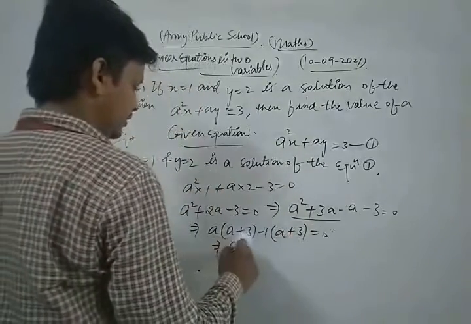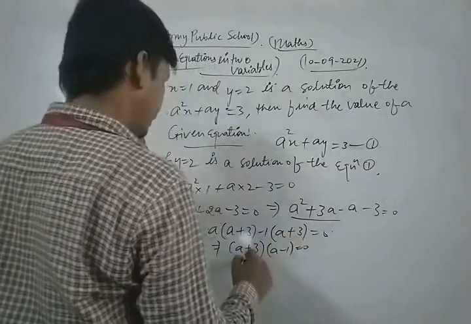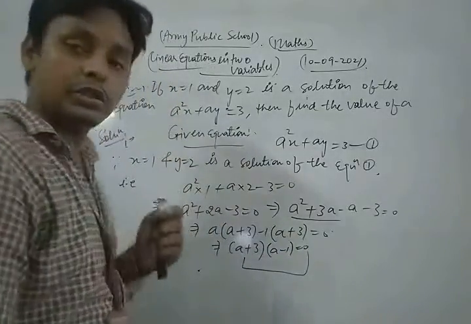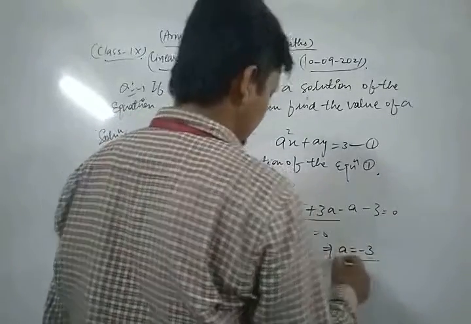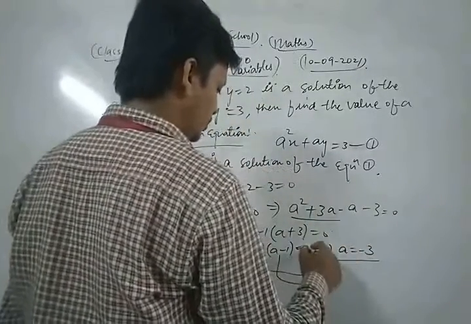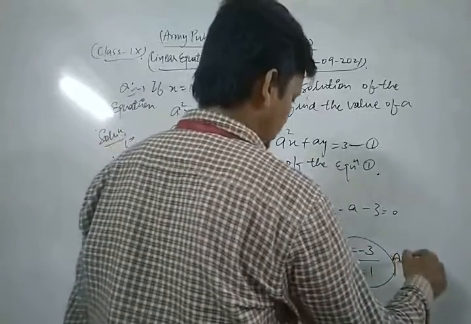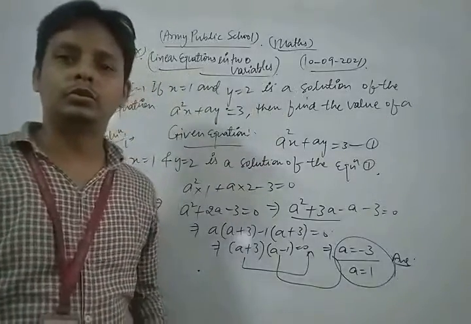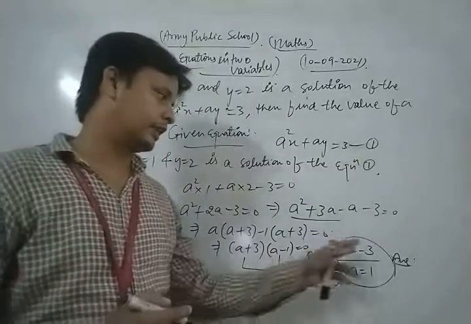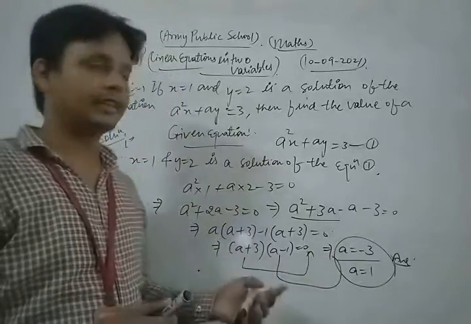So we get a plus 3 in one bracket and a minus 1 in one bracket. So when we take a plus 3 is equal to 0, then we get a is equal to minus 3. When we take a minus 1 is equal to 0, we get a is equal to plus 1. In this way, the value of a is minus 3 and 1. So in this way, dear students, you can solve that type of questions.